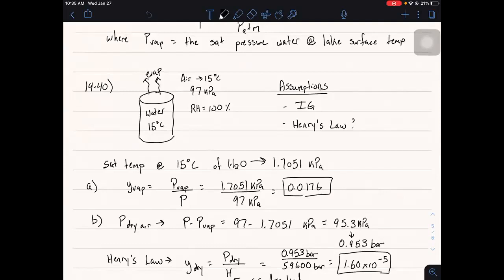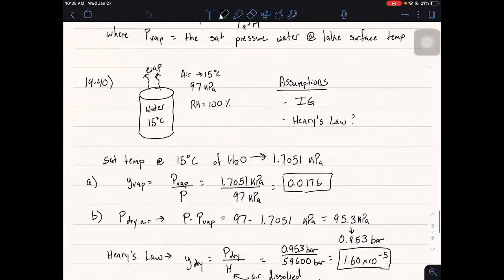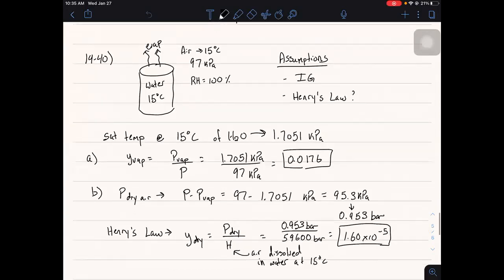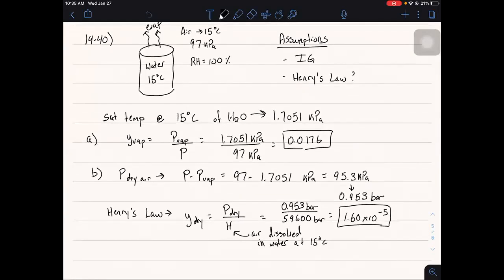And then for 14-40, which was water, I think, sitting in a room. And the assumptions were that it was an ideal gas, and I believe Henry's law can be applicable to the situation. So then we were able to determine that the saturation pressure of water at 50 degrees Celsius was that pressure.